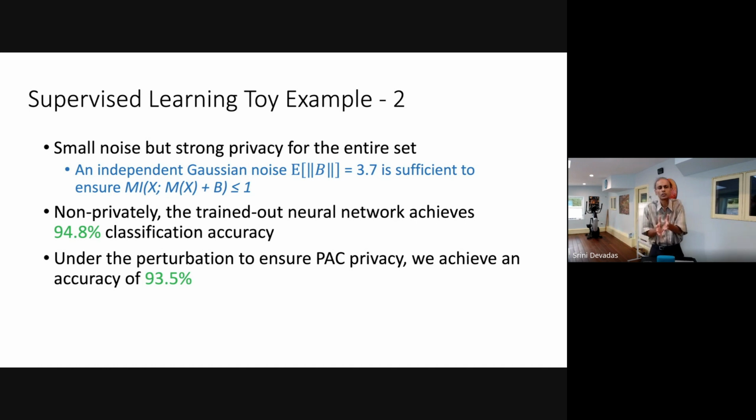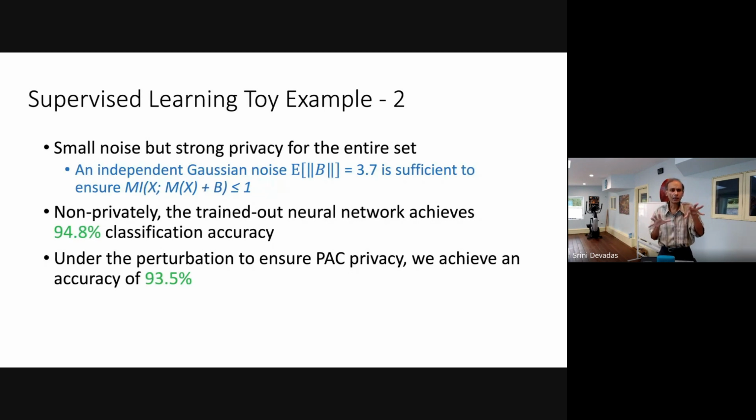It also tells you that there's a privacy-utility trade-off: if you want more privacy, you want the mutual information to be smaller, your noise is going to be larger, and your accuracy can potentially drop because you added larger noise, right? But this is just one example, and you could obviously run this for different parameters many times, and you get different numbers.